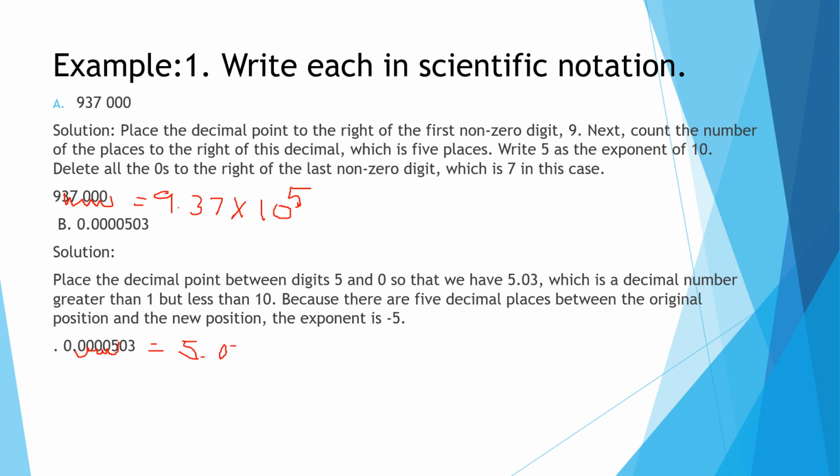So the answer is 5.03 times 10 raised to, what is the exponent? 1, 2, 3, 4, 5. So that's negative 5. It is negative because the decimal point moves to get a number whose absolute value is greater than or equal to 1 but less than 10. So there are 5 decimal places in between the original position and the new position, since the exponent is negative 5. Okay? Get it? It's that simple.